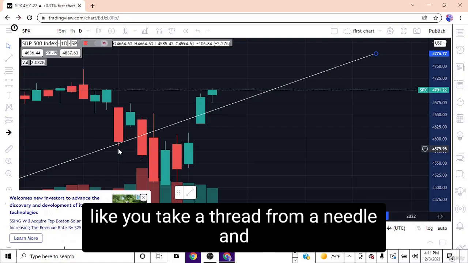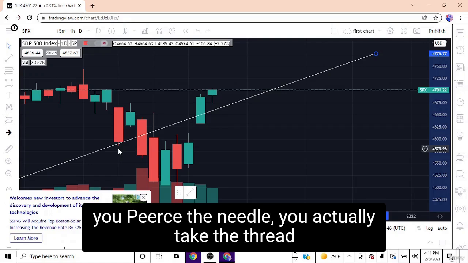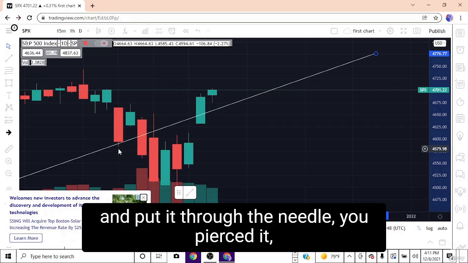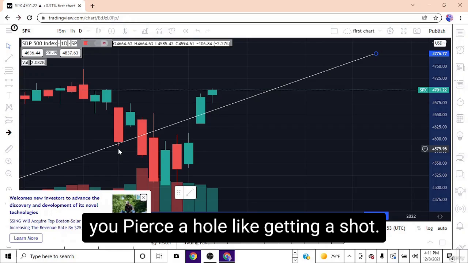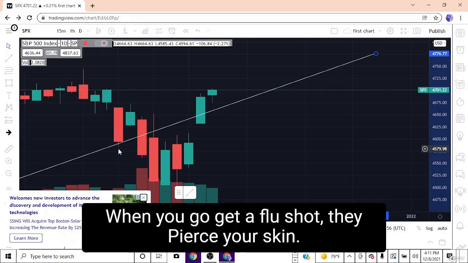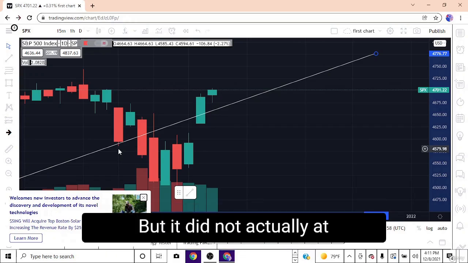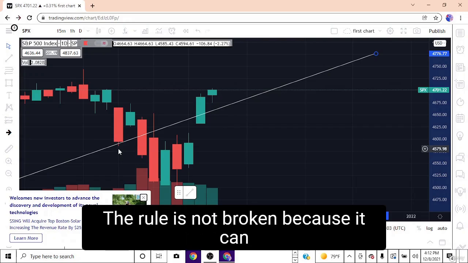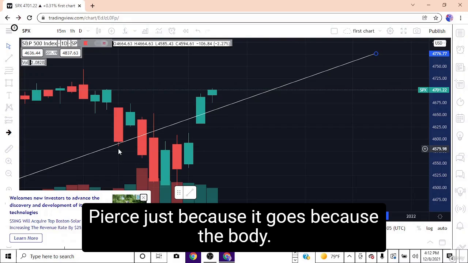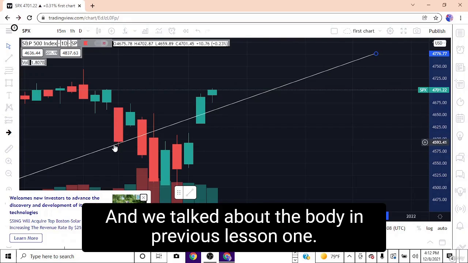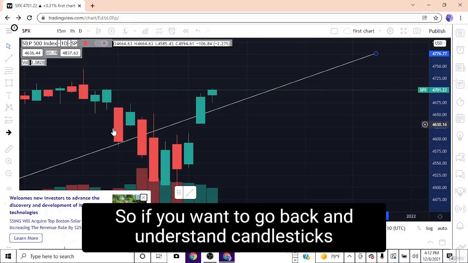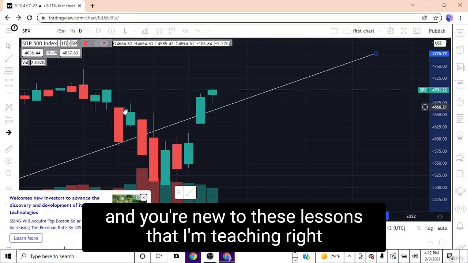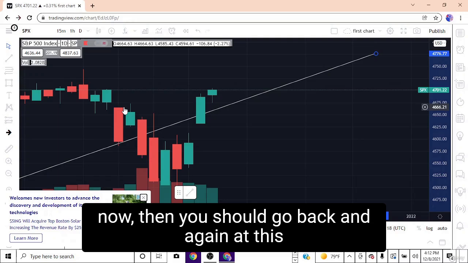A pierce is just like you take a thread from a needle and you pierce the needle. You actually take the thread and put it through the needle. You pierce a hole, like getting a shot. When you go get a flu shot, they pierce your skin, right? But it did not actually at that point break the trend line. The rule is not broken because it can pierce, because the body, this is the body, and we talked about the body in previous lesson 1. So if you want to go back and understand candlesticks and you're new to these lessons that I'm teaching right now, then you should go back.